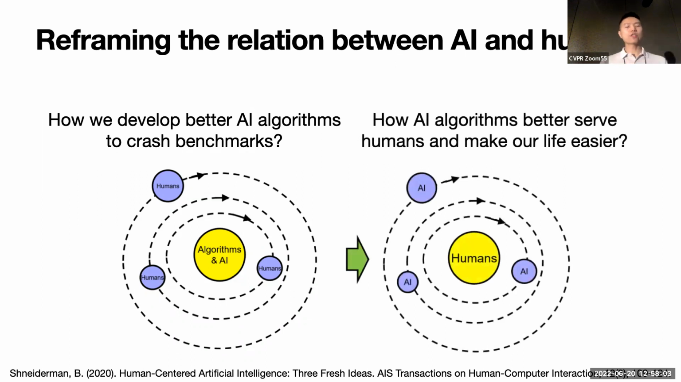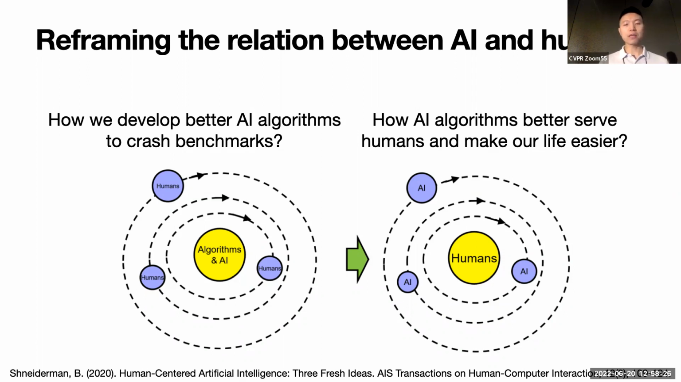But if we shift this perspective from algorithm-centric to human-centric, it puts humans at the center of all the research and the developments. Then we can ask more interesting and more practical, useful questions, such as how an AI algorithm can better serve humans and make our life easier.